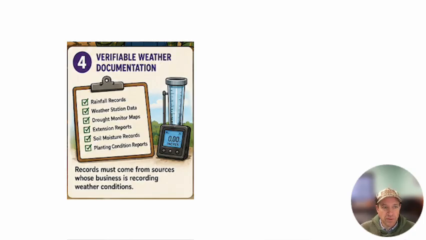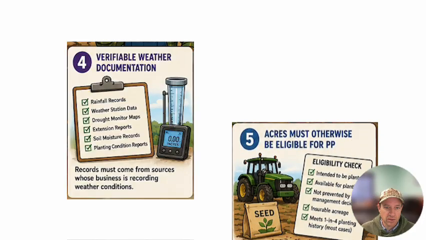The next thing is we need verifiable weather documentation. The records must come from sources whose business is recording weather conditions. So those Mesonet weather stations in your area, rainfall records, drought monitor maps, extension reports, soil moisture records, and planting condition reports are all things that we could reference for part of this claim to make this fly.